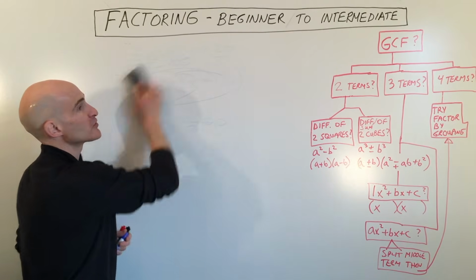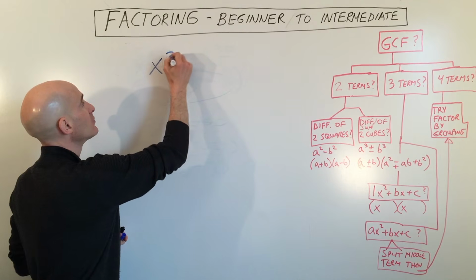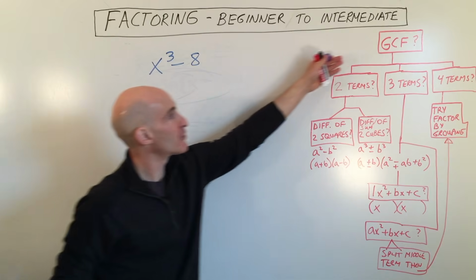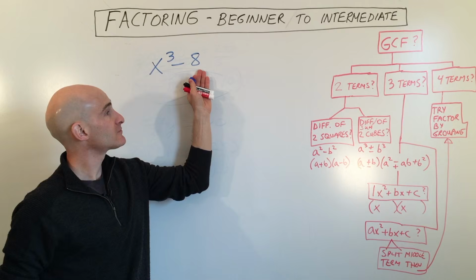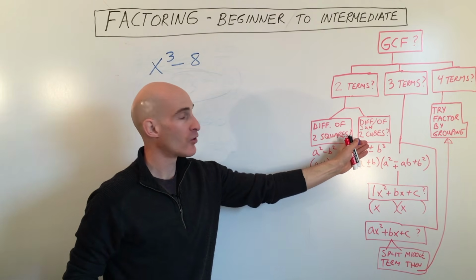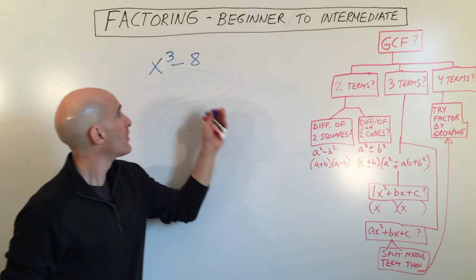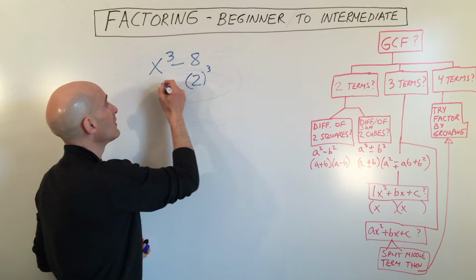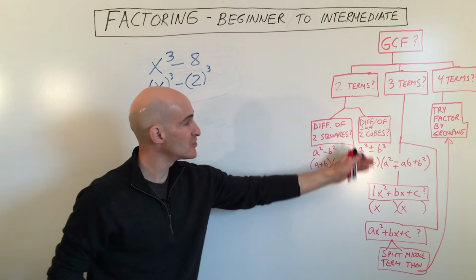Now remember, you always want to check for the greatest common factor first, but let's do this one, x cubed minus 8. The first thing you want to do is check for the greatest common factor. It doesn't look like there's anything that we can divide out of both of these terms. We can see there's two terms, so it either has to be a difference of two squares or a difference of two cubes or sum of two cubes, or it could be neither. But it looks like this is a difference of two cubes because 8 is 2 cubed, and x is cubed, and we're subtracting. So we've got a difference of 2 cubes.